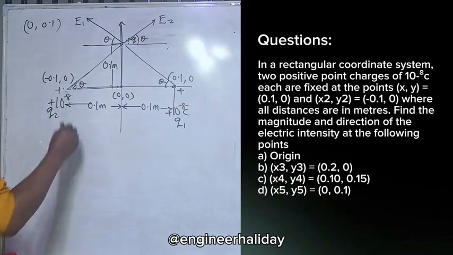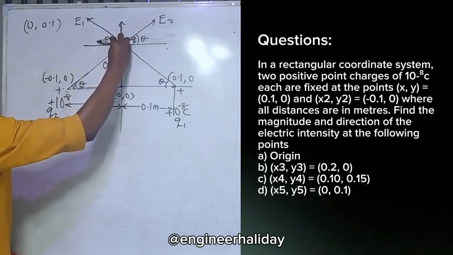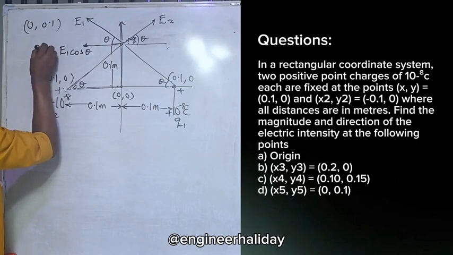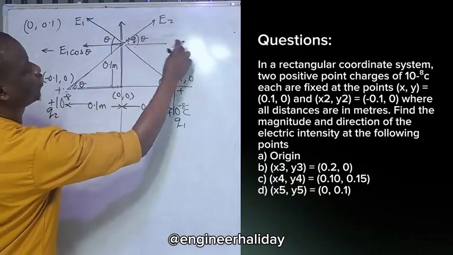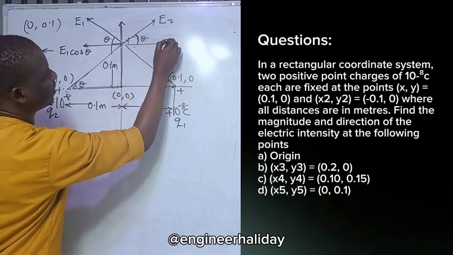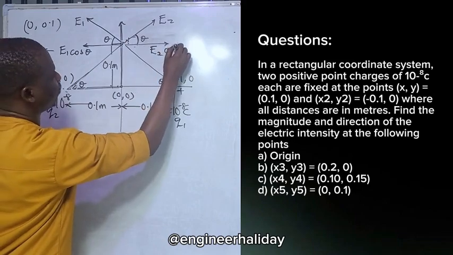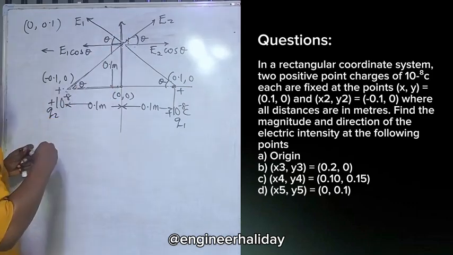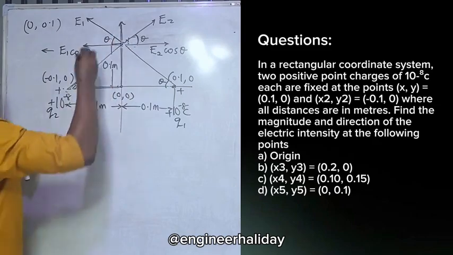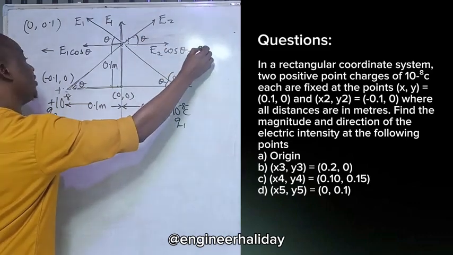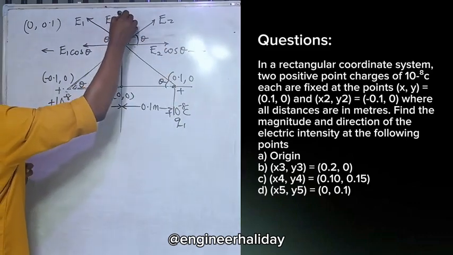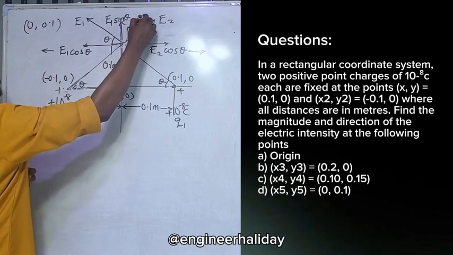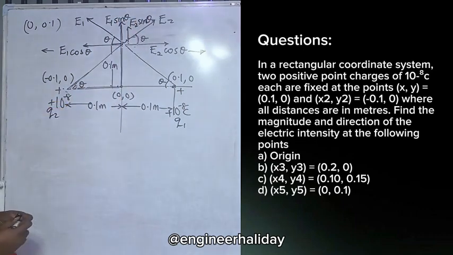So now, if you resolve this one to the horizontal, it becomes E1 cos theta going towards this direction. If you resolve this one with respect to this angle to this direction, it will be E2 cos theta. Then if you resolve the two of them up, opening the angle wide, it will be sine. So E1 is going this direction, E1 sine theta. If you resolve this one up too, it will be E2 sine theta. So we have two of them going up now.